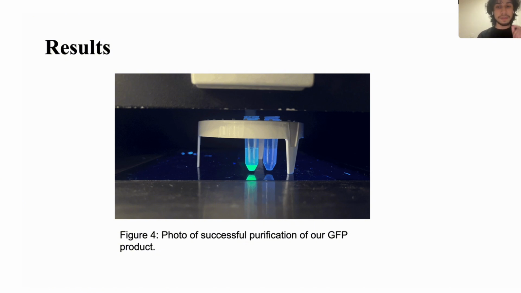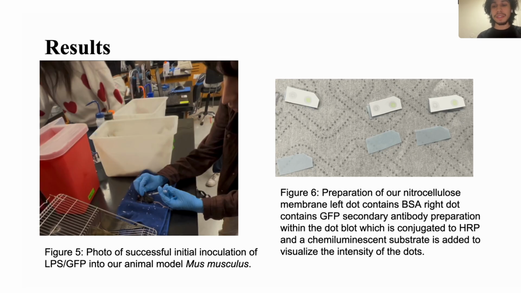We were able to get 50 microliters, I believe, of our GFP product. And we divided this in order to use it for our first and our second and our booster shot, essentially. So figure 5 shows that we did a successful initial inoculation of our adjuvant and our GFP into our animal model, and this was 25 microliters of each, which would create 50, and this is essentially what we use to inoculate our Mus musculus.